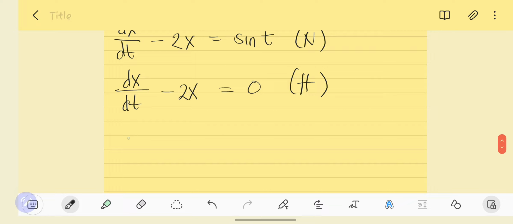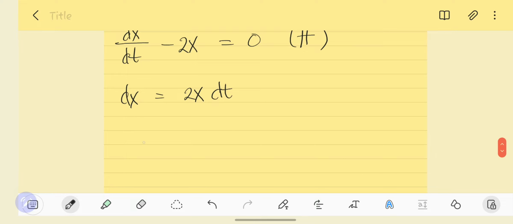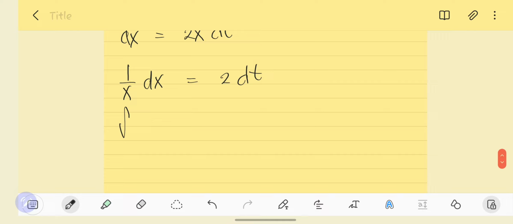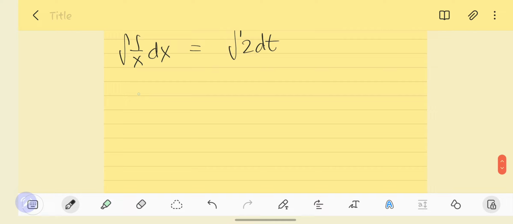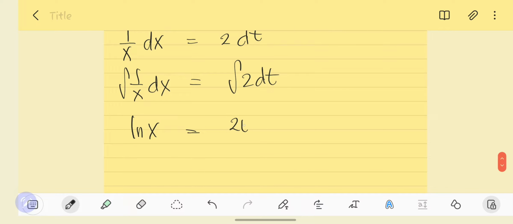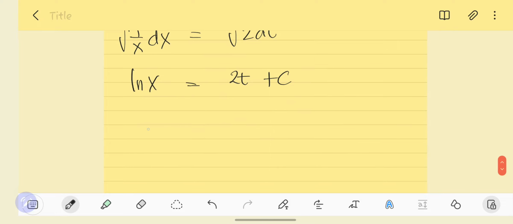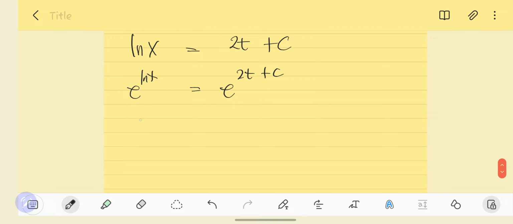And then trying to solve that, dx is equal to 2x dt. And then 1 over x dx is equal to 2 dt. Now integrating that, the integral of 1 over x dx is equal to the integral of 2 dt. That's ln x is equal to 2t plus c. Now raising that to e, e to the ln x is equal to e to the 2t plus c.